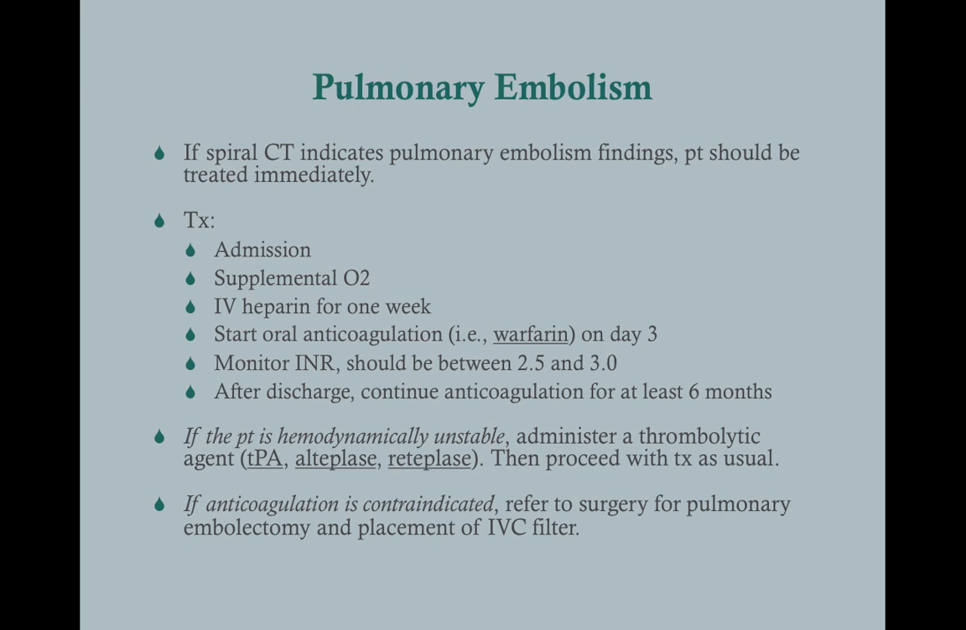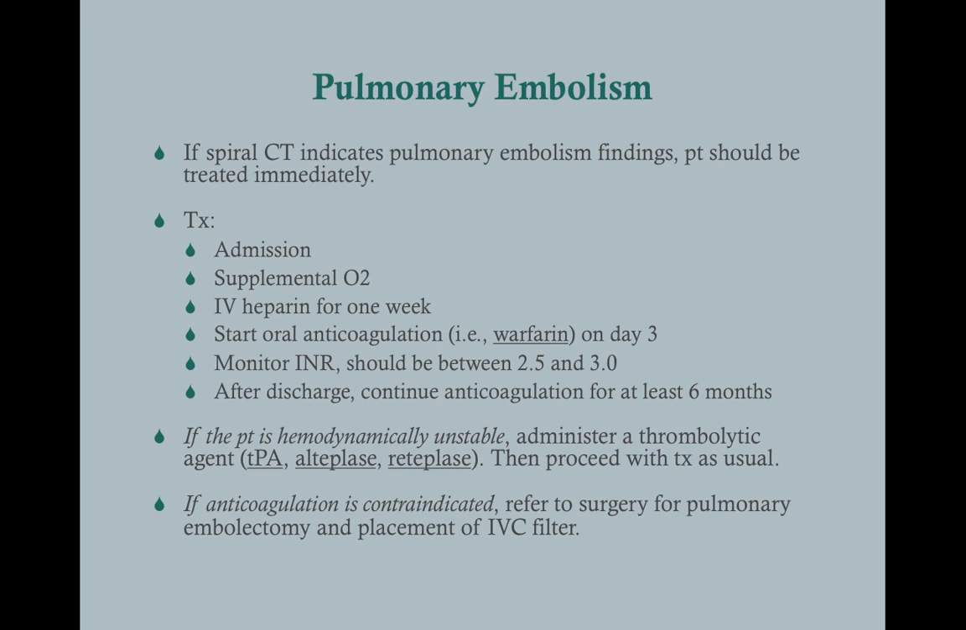The therapeutic range for pulmonary embolism is between 2.5 and 3 units. You can stop the heparin after 7 days, but then you will continue to have them on oral anticoagulation for at least 6 months. So IV heparin first, or low molecular weight heparin, and then you can put them on the oral anticoagulation on day 3.